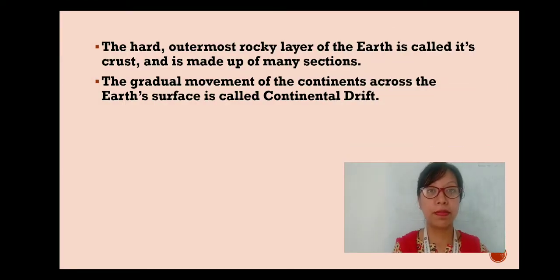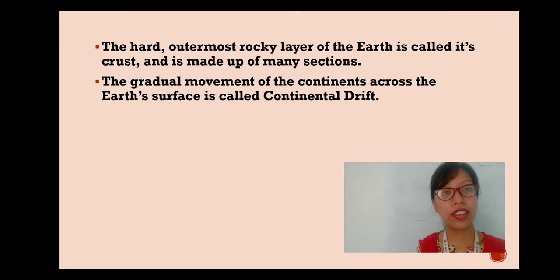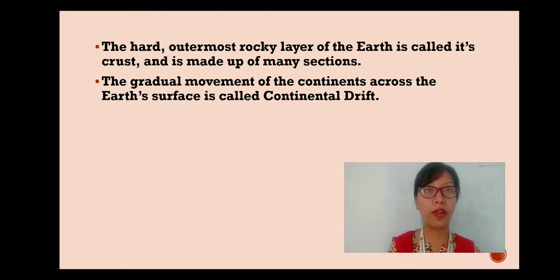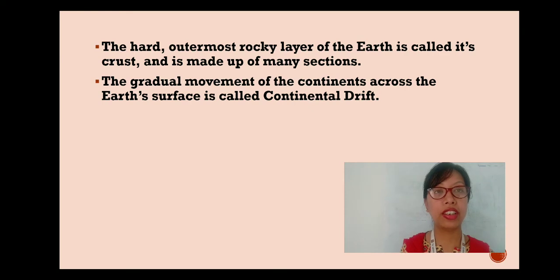Then we are coming to the next part: the hard outermost rocky layer of the earth is called its crust. So the outer part is called the crust, and the center is called the core, right? The crust is made up of many sections called plates, which I have already discussed in continental drift. The gradual movement of the continents across the Earth's surface is called continental drift. Clear? So these are the main points that we have discussed in our last few classes.